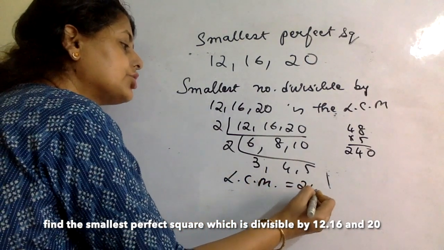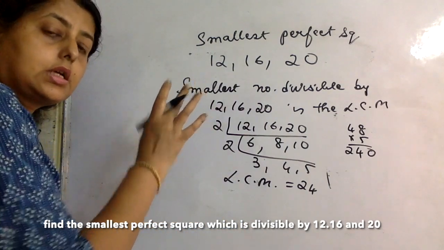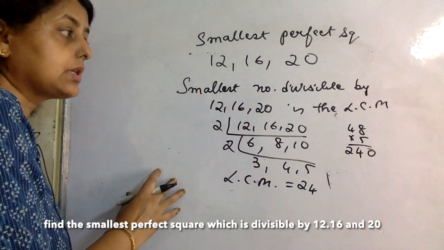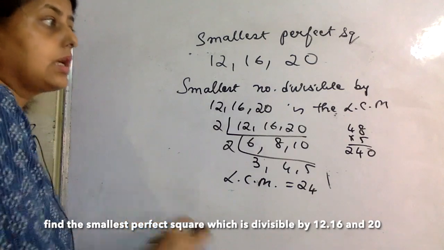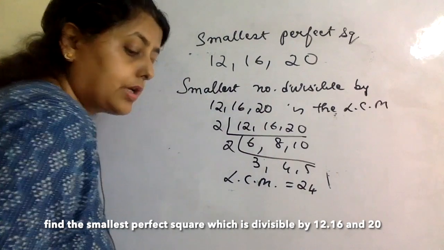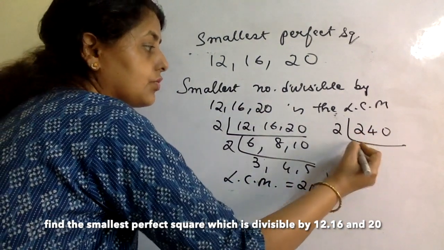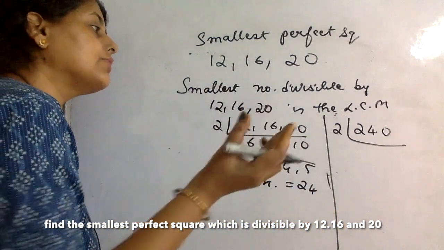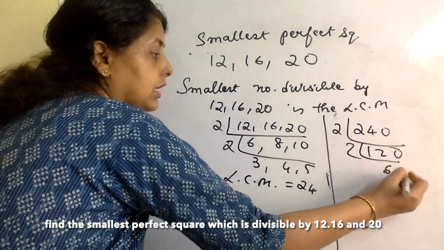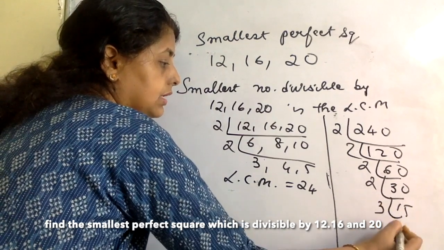Now we have reached the smallest number which is divisible by these three numbers, but we haven't reached the smallest perfect square which is divisible by these. So what we'll do next is prime factorization of 240, because we are trying to see which factors make 240. So 2 into 120, 2 into 60, 2 into 30, 2 into 15, and a 3 and a 5.